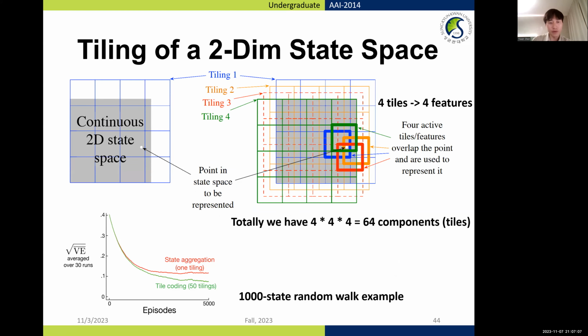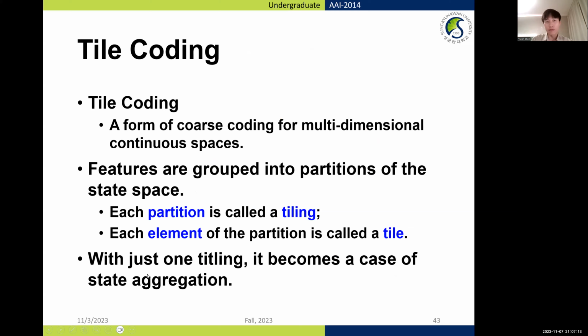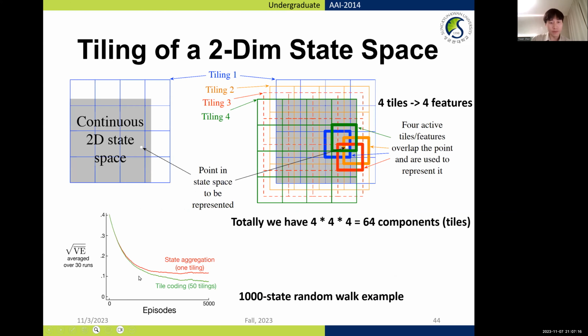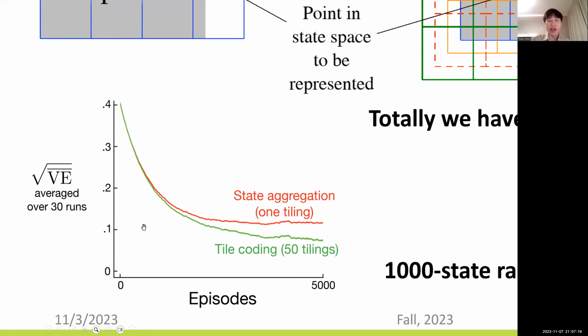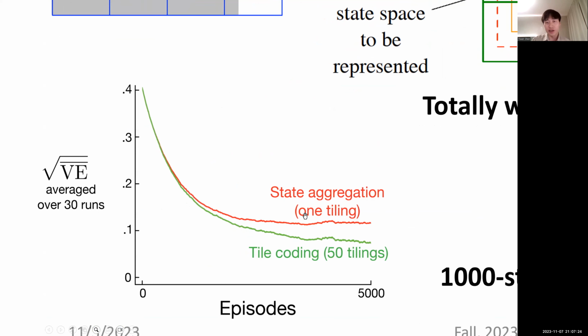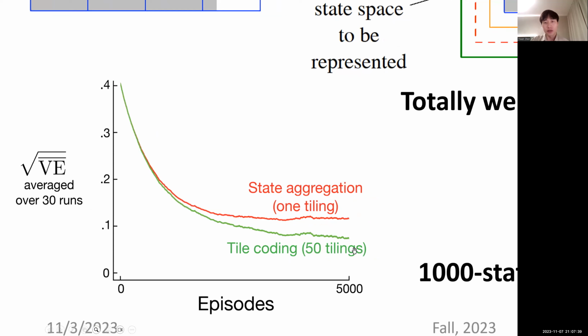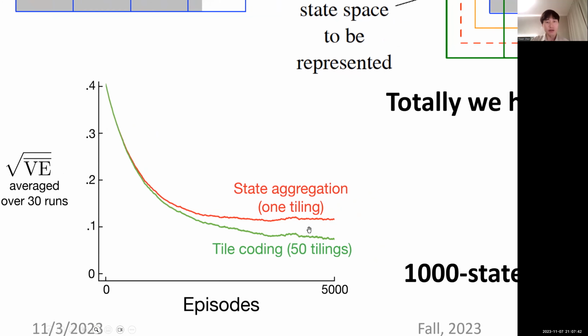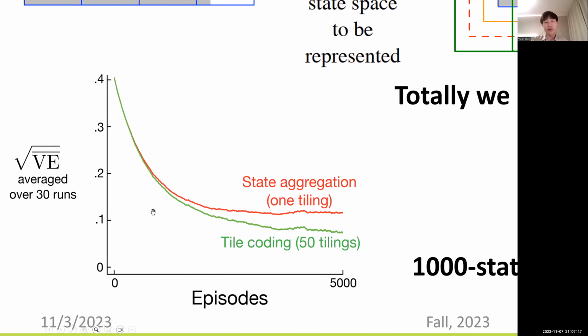We showed an example, where we used the 1000-state random walk to show the better performance of tile coding compared to state aggregation. As you can see here, state aggregation is a special case that only has one tiling, and the green colored line is tile coding with 50 tilings. With these 50 tilings, it outperforms state aggregation in the average value error.